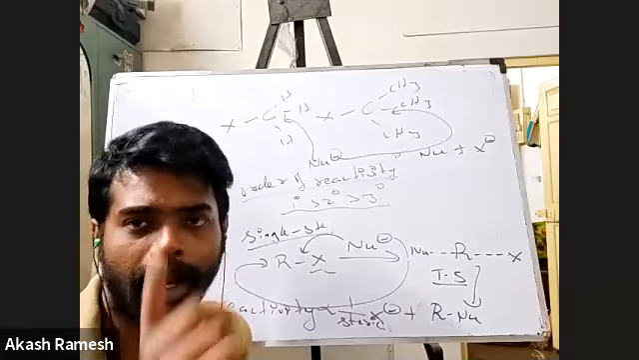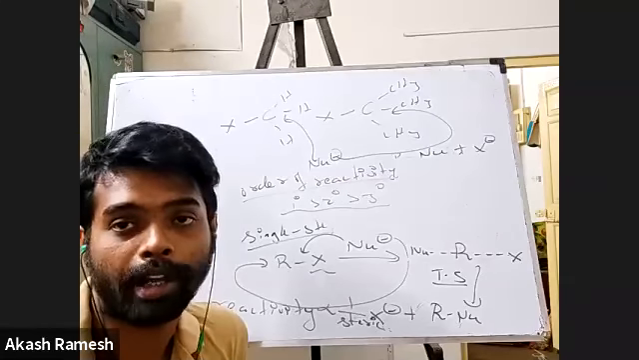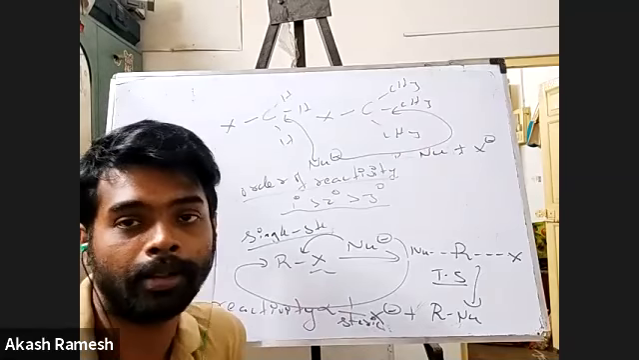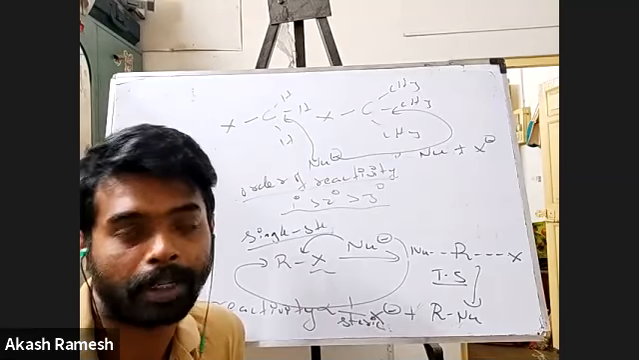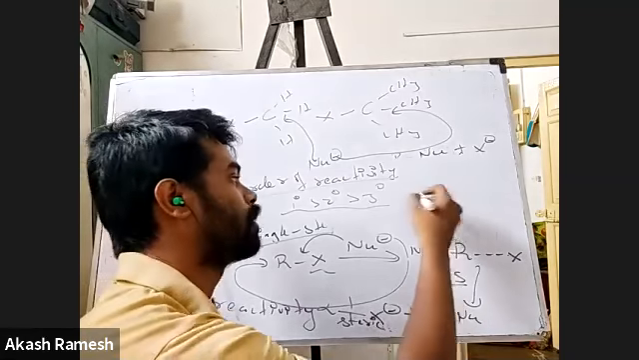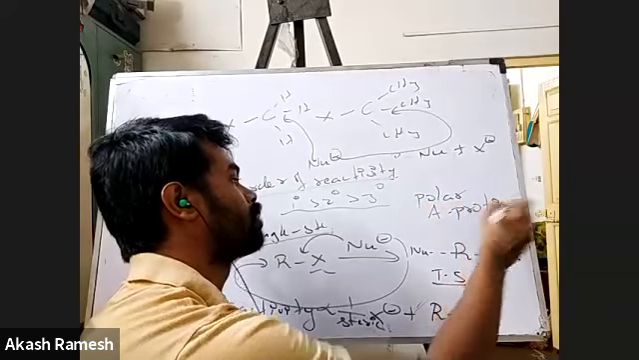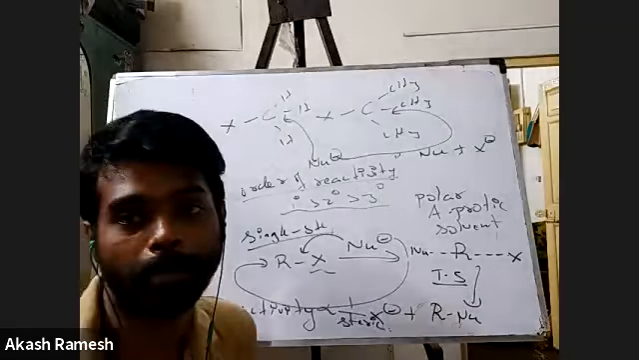Now, the last thing you have to understand is what kind of solvent, or what kind of reaction conditions, will make SN2 more probable. The only thing you have to understand is that you have to use a polar aprotic solvent. So what do you mean by this?